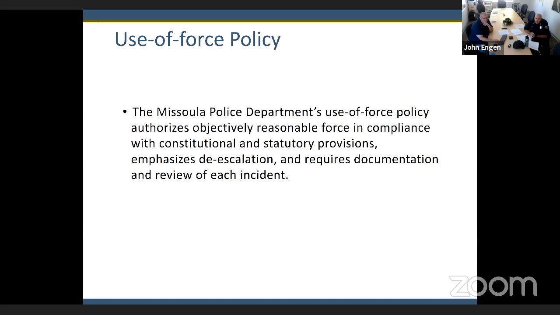Our use of force policy authorizes objectively reasonable force in compliance with constitutional and statutory provisions. It emphasizes de-escalation and requires us to document and review each incident. As I spoke to council a few months back, we have reviewed that policy. We are currently revising that policy and providing some amendments to it. It is still not finalized at this point in time. However, I could tell you that one of the issues that was discussed was the eight can't wait items, and the department's policy already contained six of those items explicitly, and the new policy does contain all eight of those. Once it's finalized through the process and ready for presentation, I'll bring it forward to you.